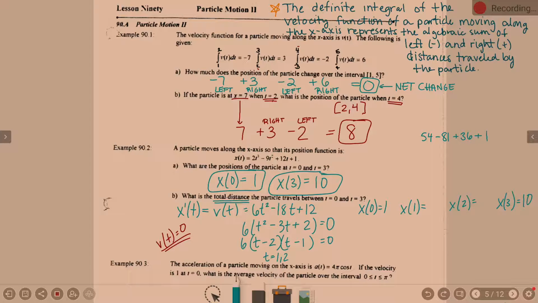What is my position at time 1? Okay. X of 1 is positive 6. And we need a position at time 2.